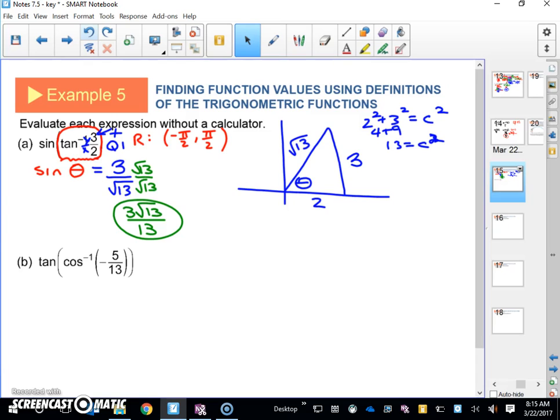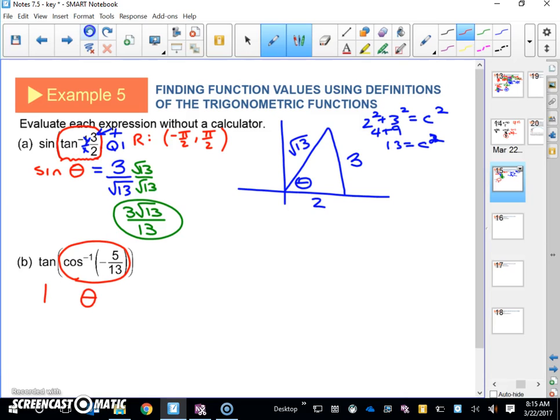If I look at part B, it's tangent of inverse cosine of negative 5/13. Now again, this is an angle. If you think of that as an angle, theta, we're just finding tangent theta. But we need to draw a picture of this angle. So look at inverse cosine. The range for inverse cosine was from 0 to pi. It's really important that you can figure out the ranges. If we're from 0 to pi, that's talking about quadrants 1 and 2.